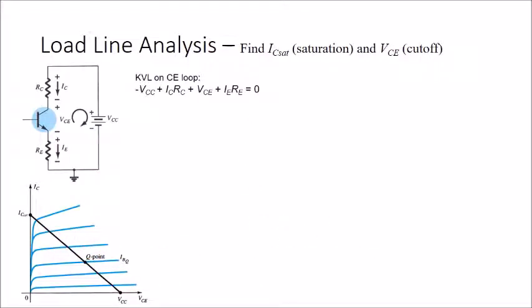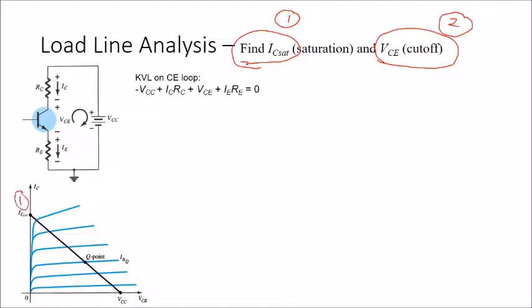Okay, this is for the analysis. What you need to do is find the value of IC saturation, and also find the value of VCE cutoff. Let's say this one and this one are the 2 points. The first point is here. And then the second one I will explain later.